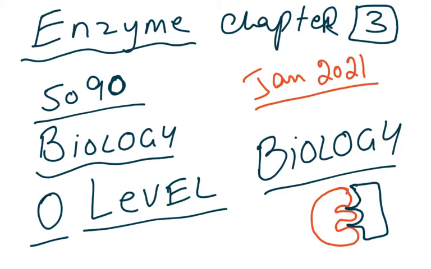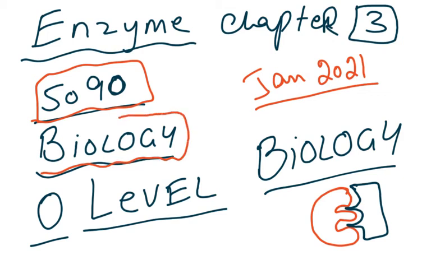Today we start the chapter on enzymes, and this is syllabus code 5090, and we are going to be studying O-level biology, for which we are going to be following the 2021 syllabus, and we are going to examine all the details which we need to know about the chapter on enzymes. This is of course chapter 3 of the syllabus, and we will discuss the syllabus first in detail, and then we will continue with it.